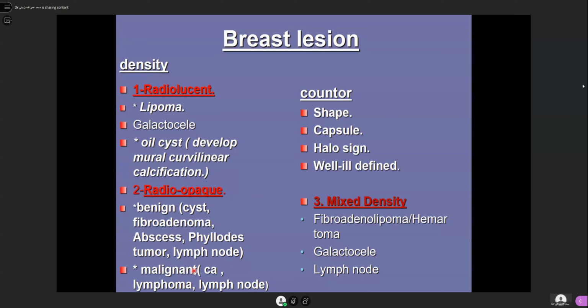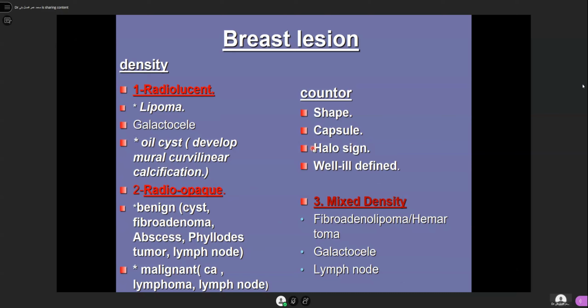And one important thing: a cyst contains fluid, and if you remember, on X-ray, fluid-containing structures appear brighter than soft tissue. So a cyst also appears radiopaque. So basically, try to remember this thing. The density of fluid is more than soft tissue, so it will be bright, not dark.